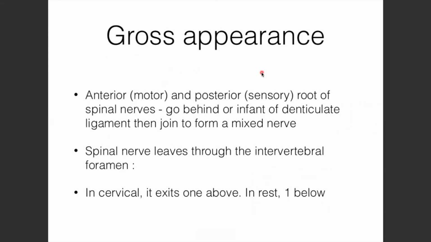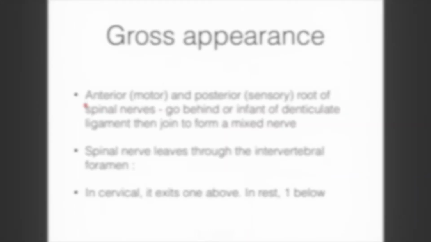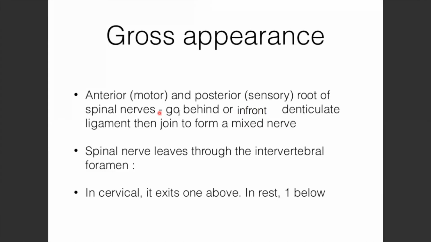تاني في gross appearance ذاته something very important is the roots of the spinal cord that go out. So the anterior and posterior roots, anterior being motor and posterior being sensory, would go behind or in front of the denticulate ligament. And we're going to be discussing what the denticulate ligament is in the next lecture. And then they join to form a mixed nerve. So when you see the nerve coming out of the spinal cord, بتشوفها بتكون mixed, both motor and sensory. However, when it exits the spinal cord, it exits separately. It has a motor من anterior, sensory من posterior. تمام? So exits or enters.